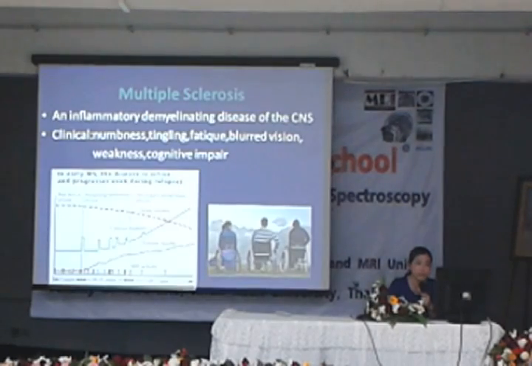multiple sclerosis. This is an inflammatory demyelinating disease in the central nervous system. The patient can come up with numbness, tingling, fatigue, or blurred vision, weakness, and cognitive impairment. And the disease can progress until disability. The patient will end up in a wheelchair. Then, if we can diagnose early and delay the disability as long as we can, that is the best.